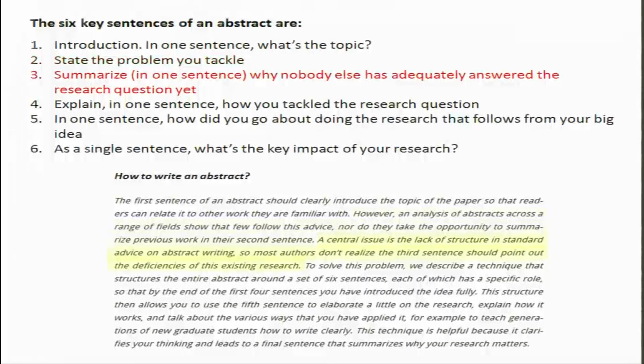All right. The third point, summarize why nobody else adequately answered, if possible. A central issue is the lack of structure. Nobody really thought about it. Nobody gave the guidelines. Nobody came up with that methodology. Therefore, it is lacking. And then explain in one sentence how you tackled that problem. To solve this problem, we describe a technique that structures the entire abstract around 6 sentences. That is something that we are now discussing. So they are exactly saying how they developed the method.